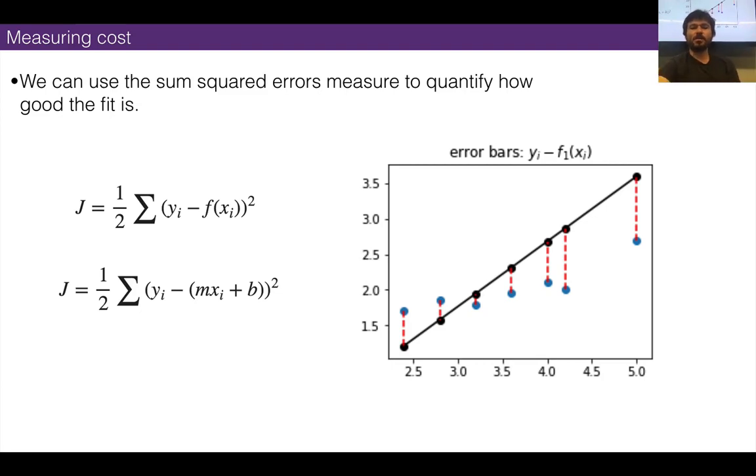So the idea is you take all of these error bars, you square them, and you add them. If you want, you can take the average, and that will still all be the same, but basically you're summing the squares here. So that gives you an expression in error, the amount of error that your line of best fit has. Let's call it J.